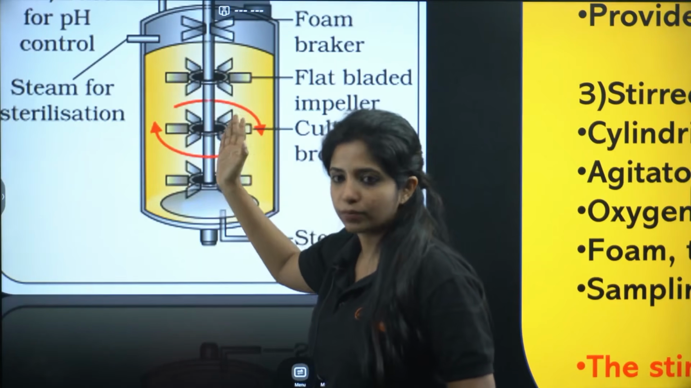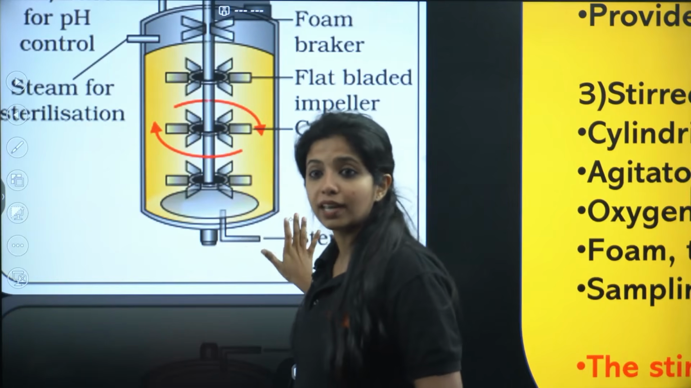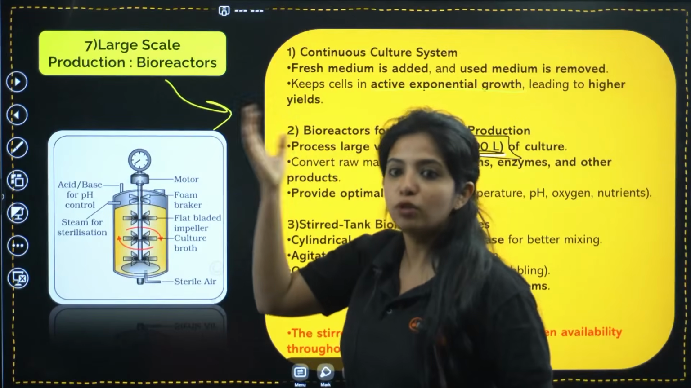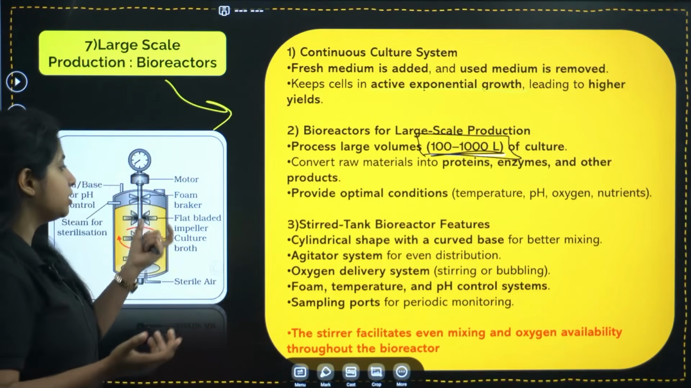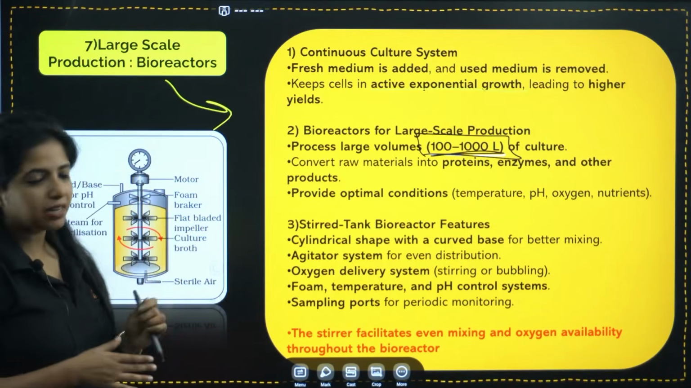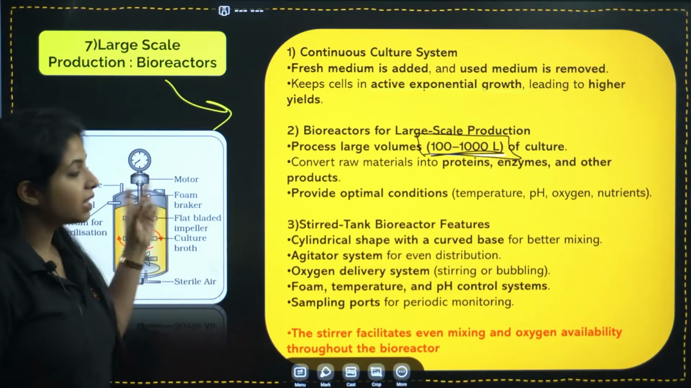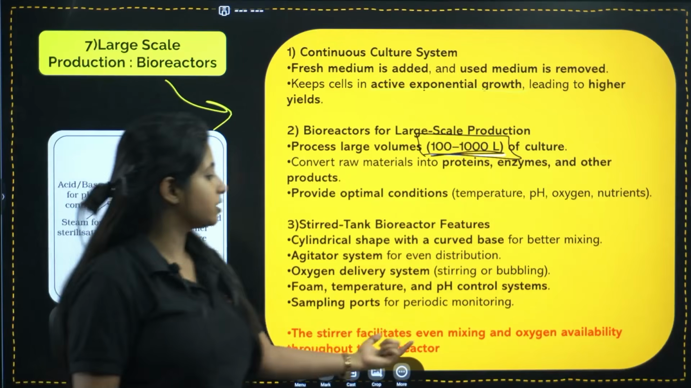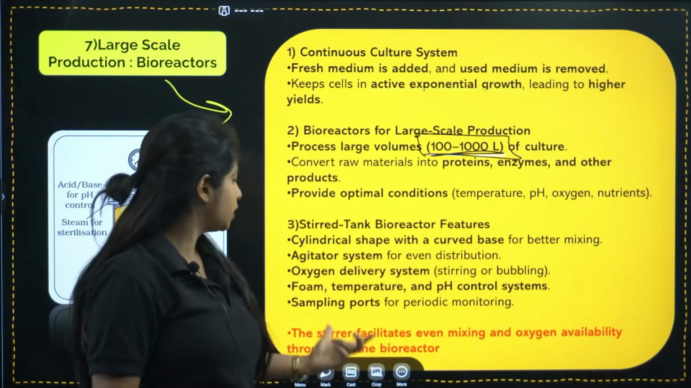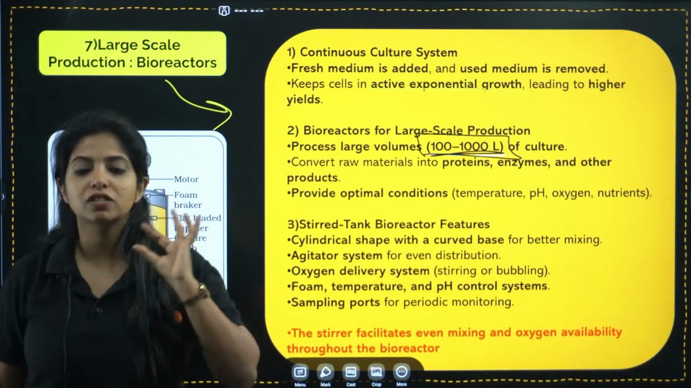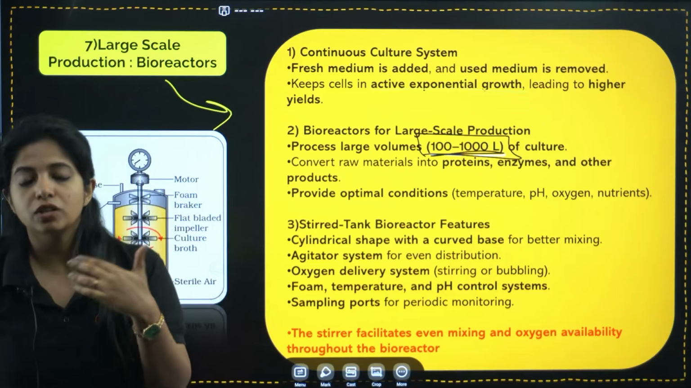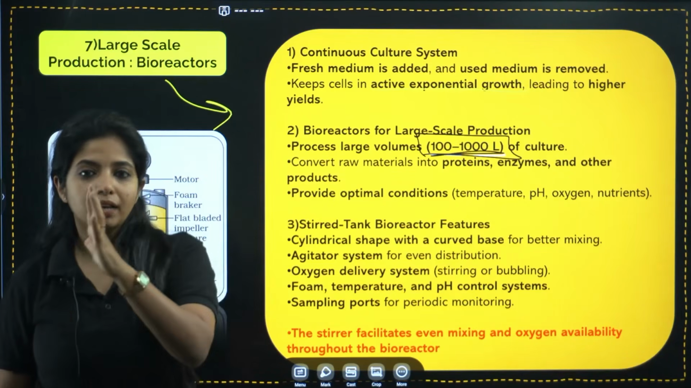air throughout, right? Now this is a question that came in preparatory, and all of us were blown up with this, because usually in the picture they have written flat bladed impeller and things like that, and we do not use the term stirrer. But in the NCERT there's one line given, the stirrer facilitates even mixing and oxygen availability throughout the bioreactor. So the question was, which one helps in the even mixing of oxygen? Stirrer, impeller and things like that.